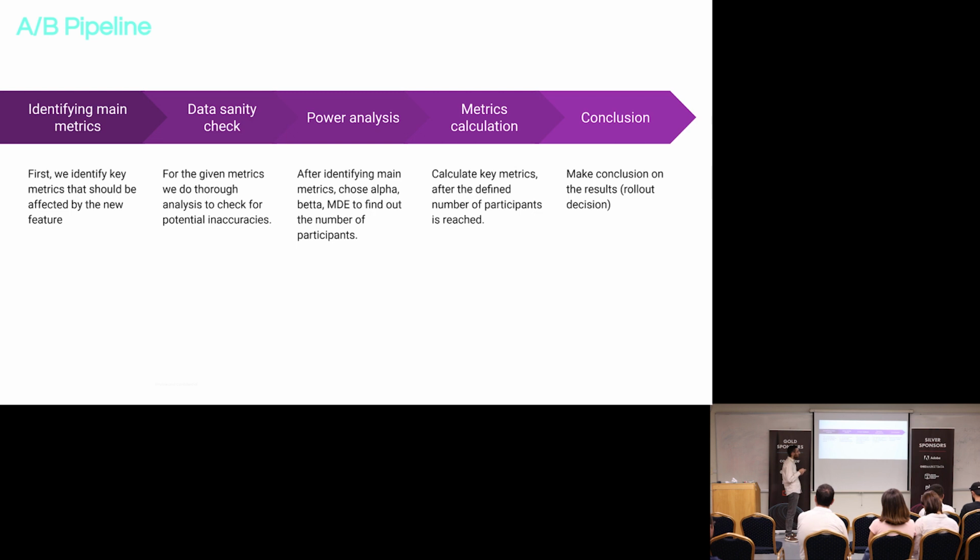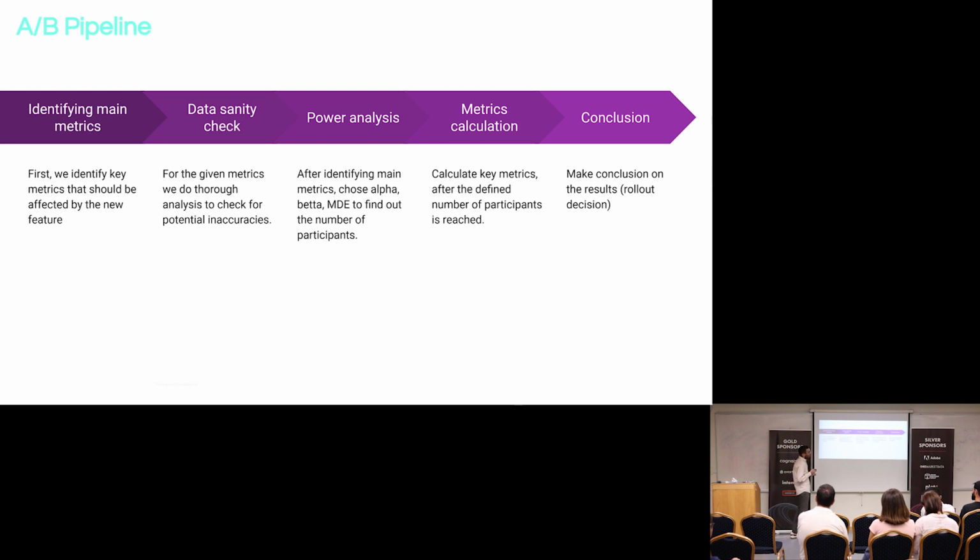Afterwards will be standard statistical thing, which is power analysis. We identify main metrics, choose alpha, beta, minimum detectable effect to find out the number of participants. We fix this number, and as soon as the number of participants is achieved, we stop the experiment. We don't do any kind of cheating here. We don't look at the data before.